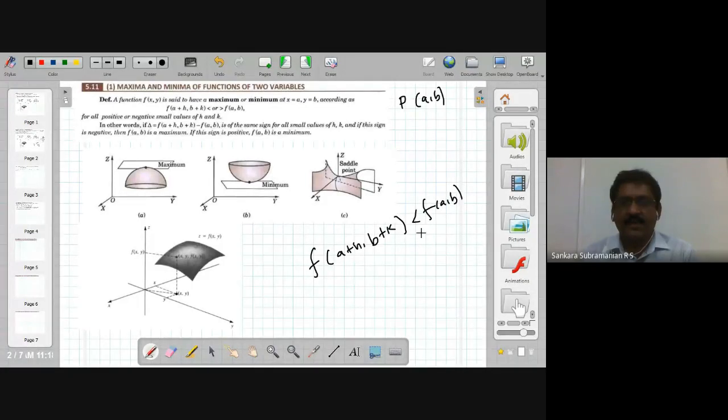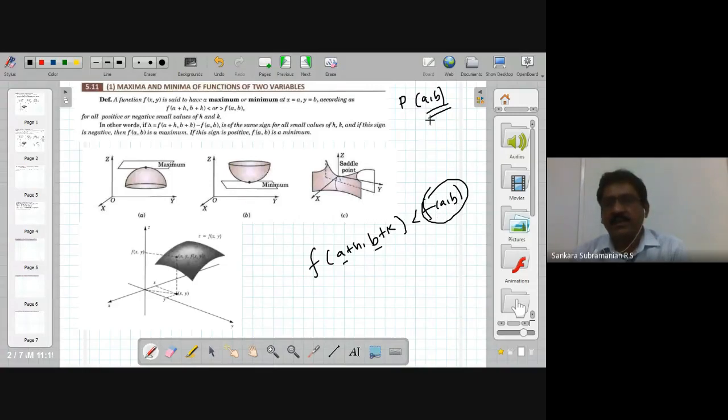If f of a plus h comma b plus k is less than f of a comma b, then I claim this point a comma b is the point where, if I substitute the values for a and b, the value is a maximum if I choose a neighboring point of a and b, say a plus h. A plus h means the positive side of h, and a minus h means the negative side of that particular point, or here it is x.